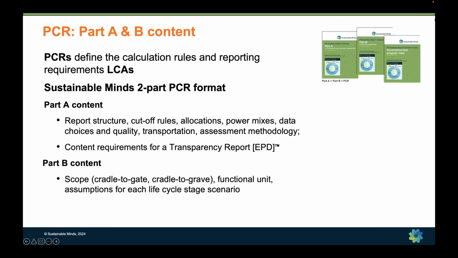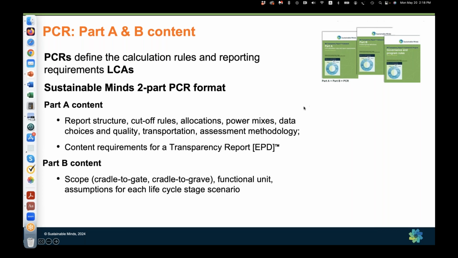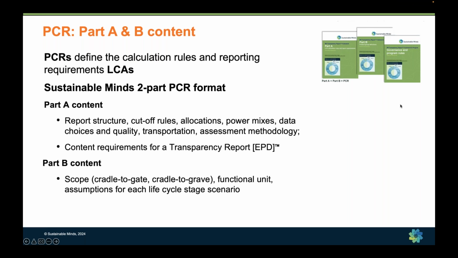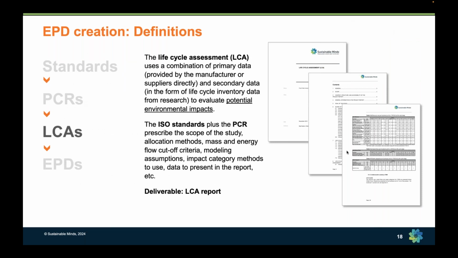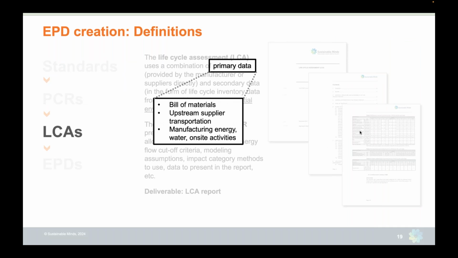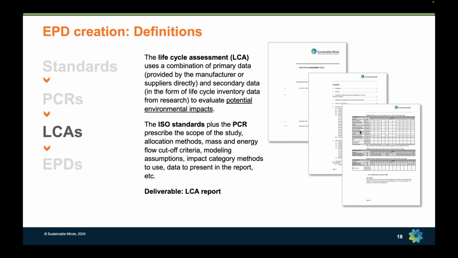So quickly, just to recap what we touched on during our last webinar, which is that in a two-part PCR format, Part A contains the general LCA requirements that apply to all products, and Part B contains the rules specific to the product category. So the LCAs get created according to those PCRs, combining manufacturer data and other data from your background sources, your LCI databases, to create a science-based analysis of your potential environmental impacts.